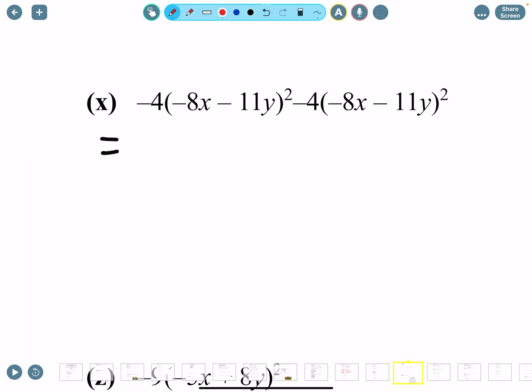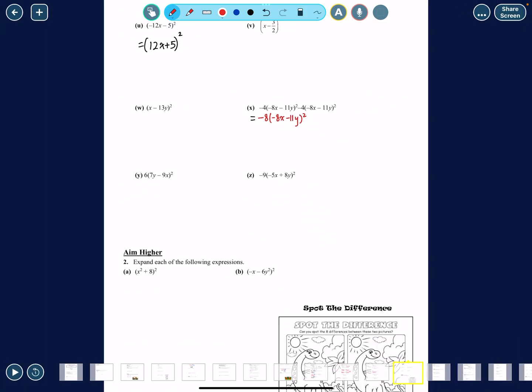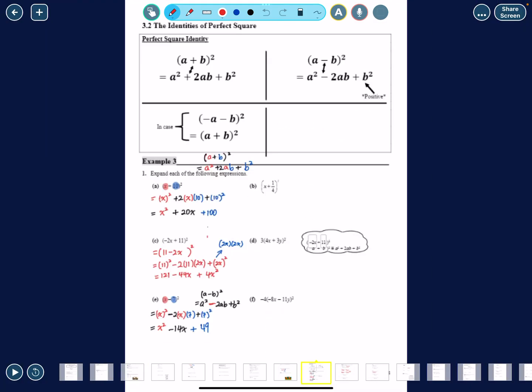So basically it's -4x squared. The bracket is like a square law minus 4a squared. How would you combine these two? It's -8a squared. So you can treat a as a bracket. Therefore it's gonna be -8x minus 11y squared. Quite difficult actually. Let's find an easier one.